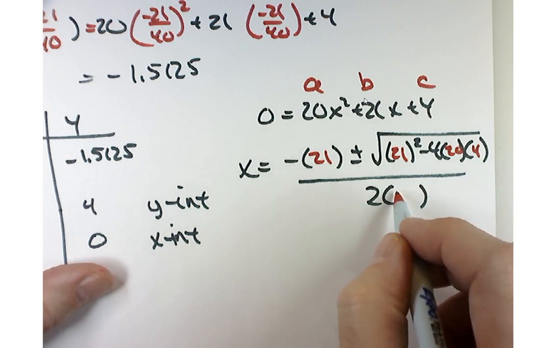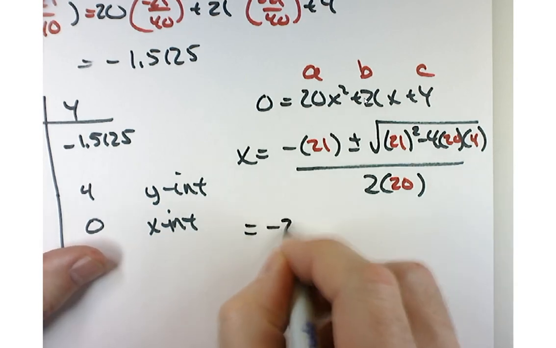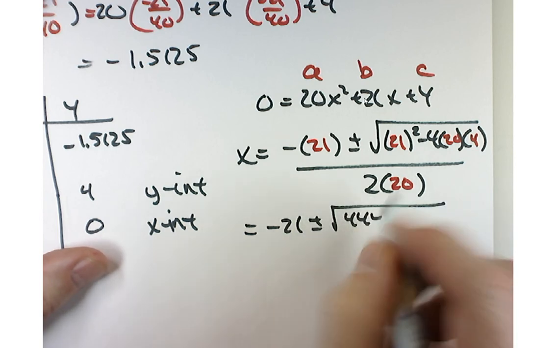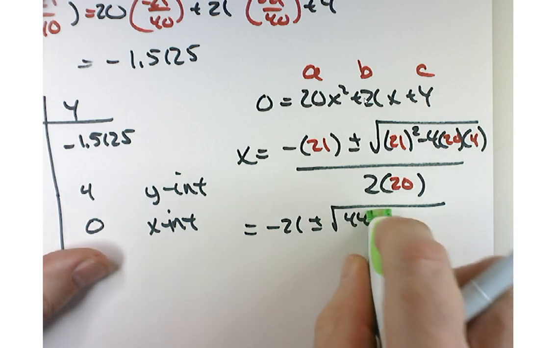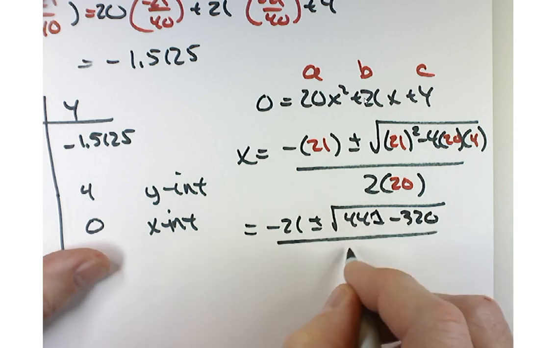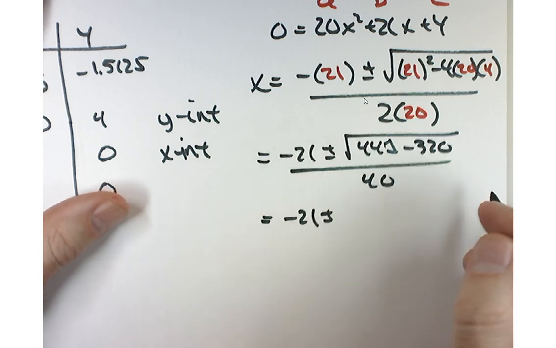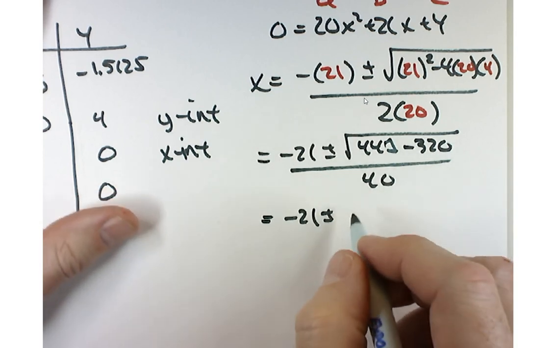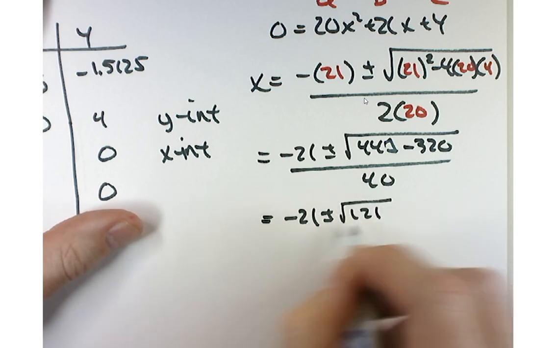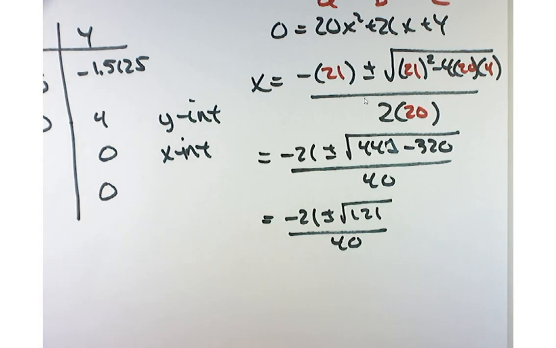2 times a would be 2 times 20. So negative 21 plus or minus the square root of, let's see, that'd be 441 minus 320. Someone double check me on that? Yes. Thank you. Over 40. Negative 21 plus or minus the square root of 121. Oh, wow. I was wrong. Shame on me.